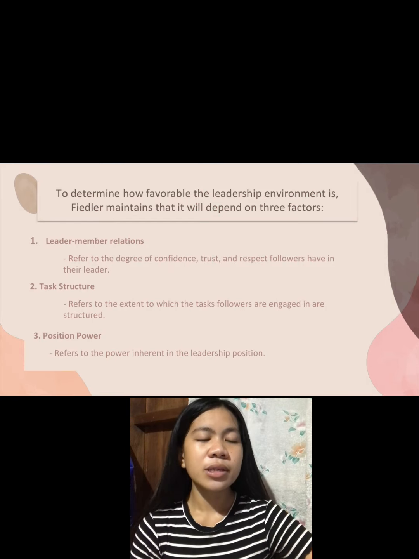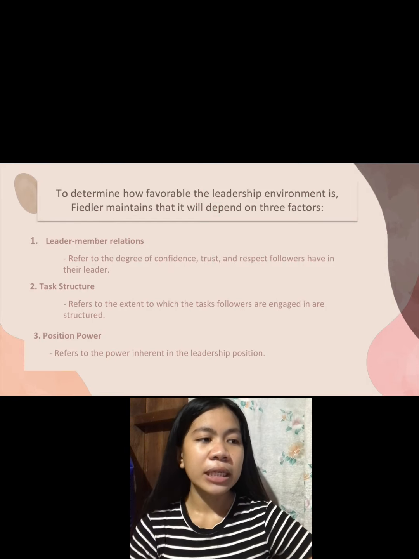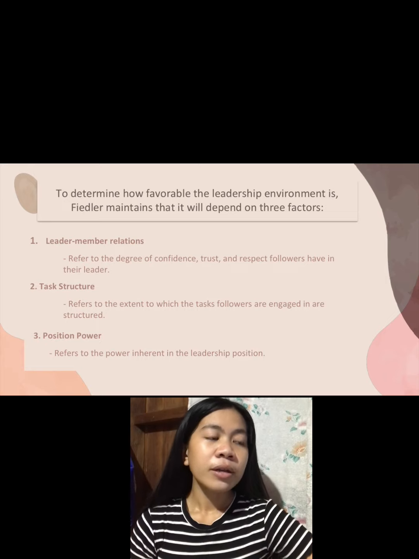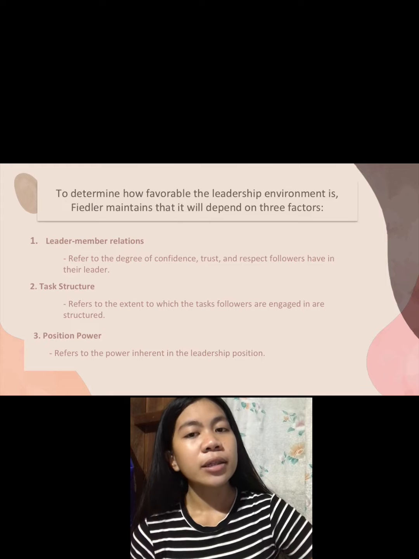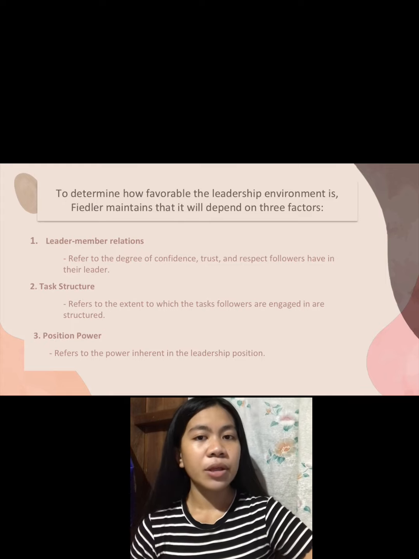So Fiedler measures leadership style through the use of the least preferred coworker scale. So in order to determine how favorable the leadership environment is, Fiedler maintains that it will depend on the three factors.